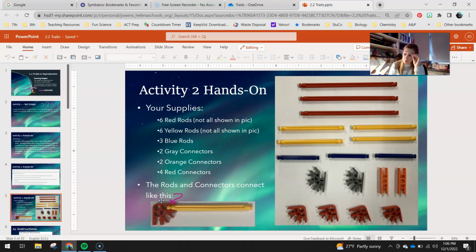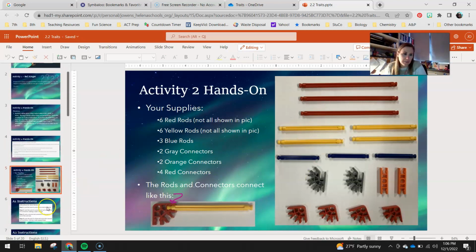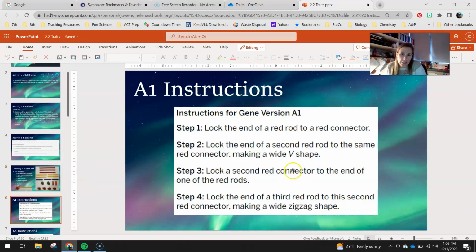Whenever we're snapping the rods and the connectors together, we're going to snap them together so it's flat. If you look at the screen I'm showing you, you can see how they're flat right there. You can also see this little picture right here showing how we snap them together, so you can get a visual. It's very 1 or 2-dimensional. All right, so rods and connectors connect like this. Here are your instructions.